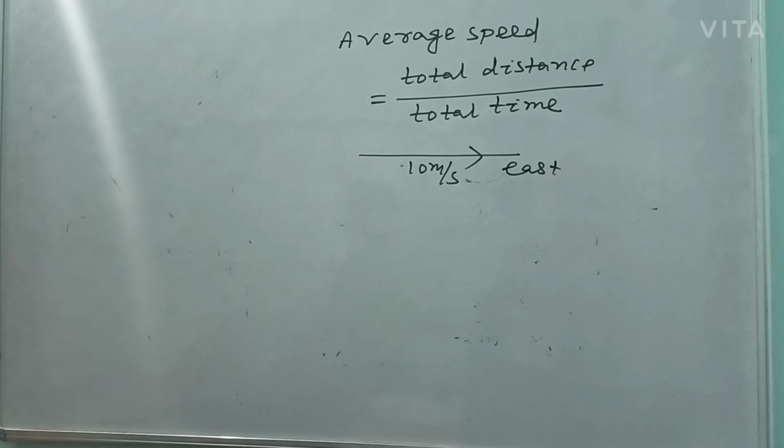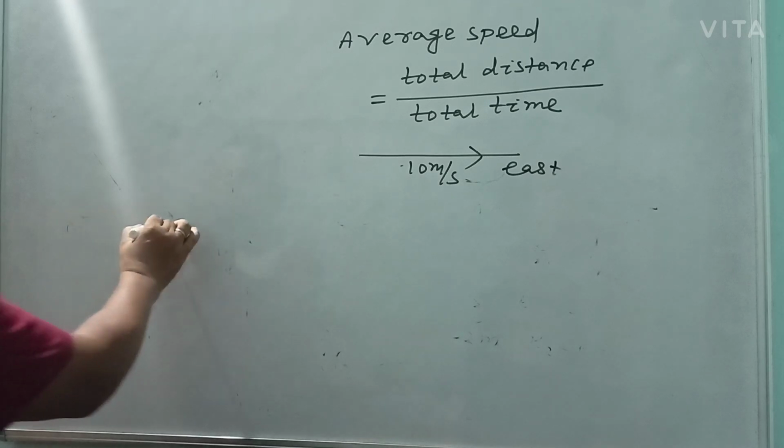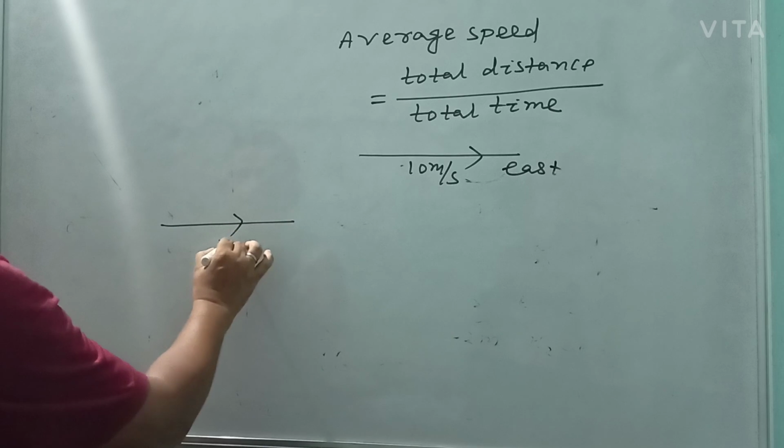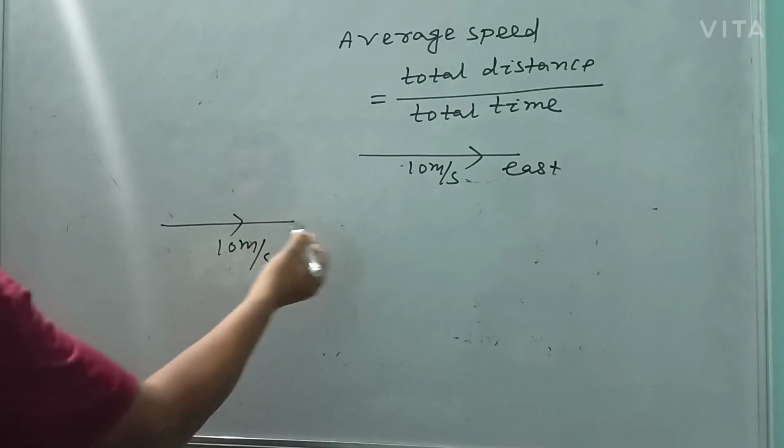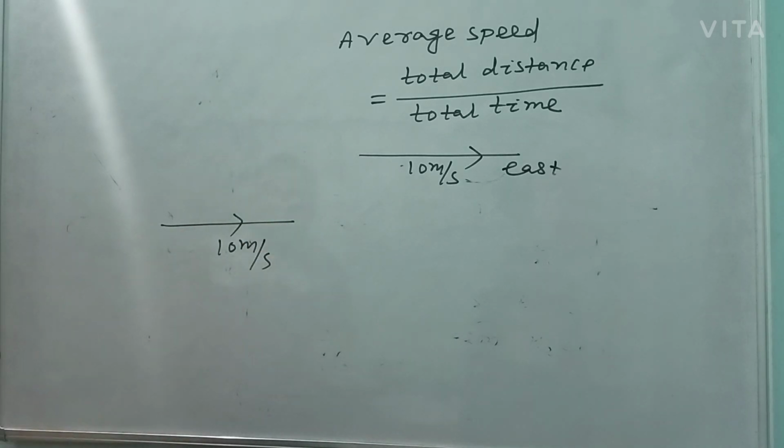Because direction is mentioned. Suppose the direction is not mentioned. Only one says a body moves with 10 meter per second. No direction is given. If no direction is given, only 10 meter per second, whether it is east, west, south, north, nothing is given, then this is your speed. But if with that direction is mentioned, that is your velocity.